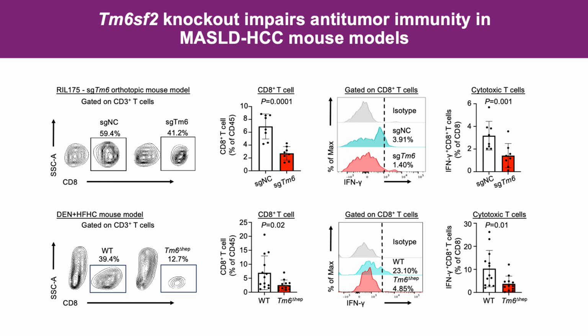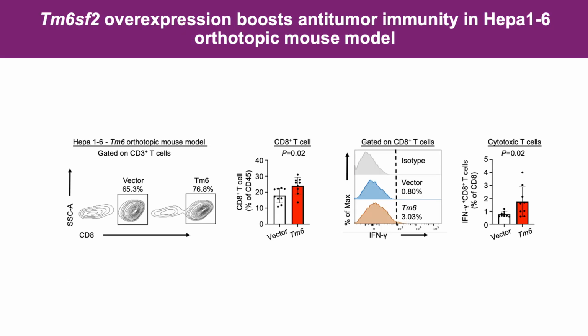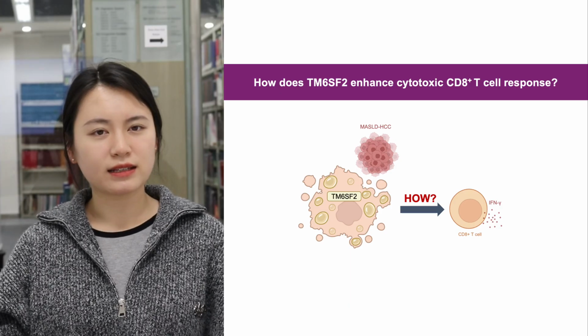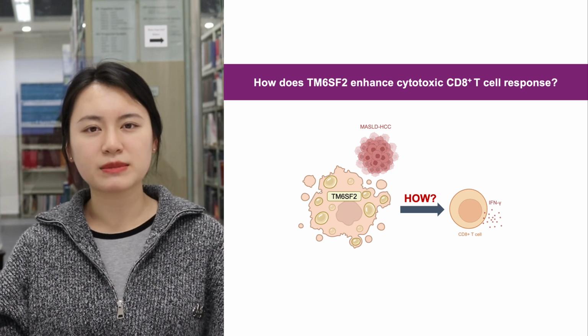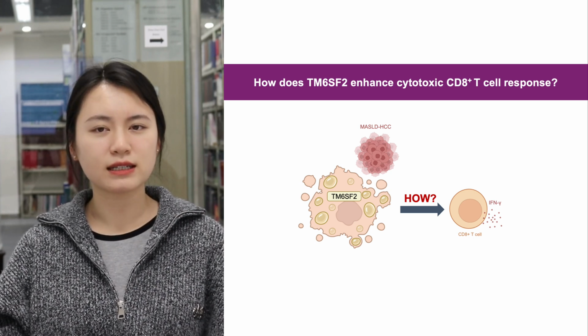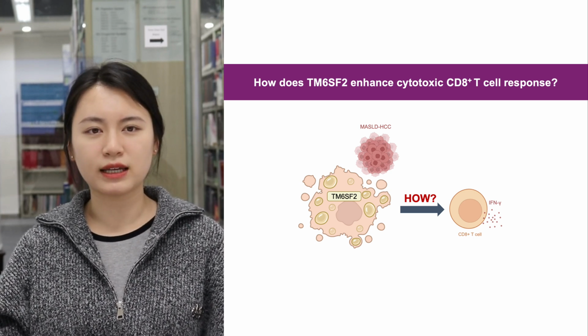Impaired anti-tumor immunity was observed in mice with TM6SF2 knockout, as indicated by a marked decrease in CD8 positive T cells, especially IFN gamma positive CD8 positive T cells. Conversely, TM6SF2 overexpression in orthotopic MASLD-HCC mice boosted CD8 positive T cells and cytotoxic CD8 positive T cell activation. This leads us to another question: how does TM6SF2 affect cytotoxic CD8 positive T cells in MASLD-HCC?